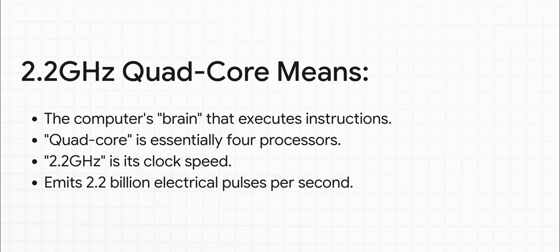That's its clock speed. Think of a tiny clock inside the chip, ticking 2.2 billion times every single second, keeping everything perfectly synchronized. A higher number there usually means a snappier, faster computer.